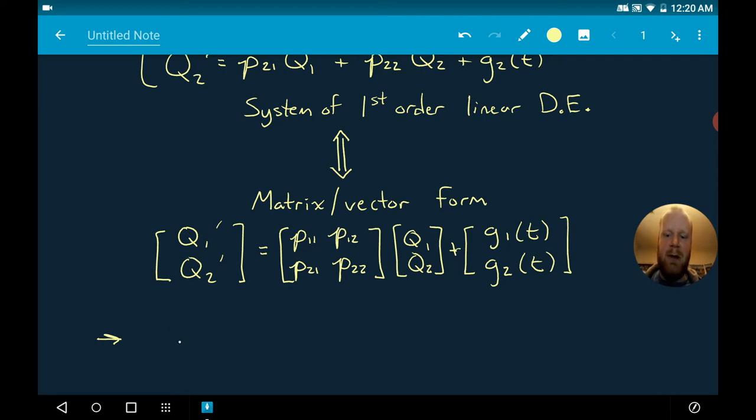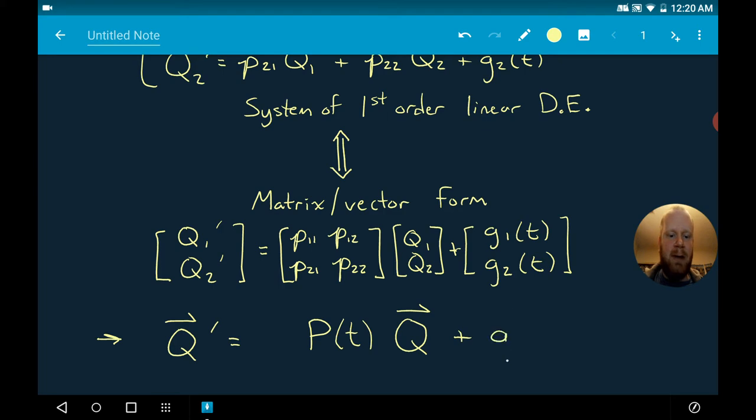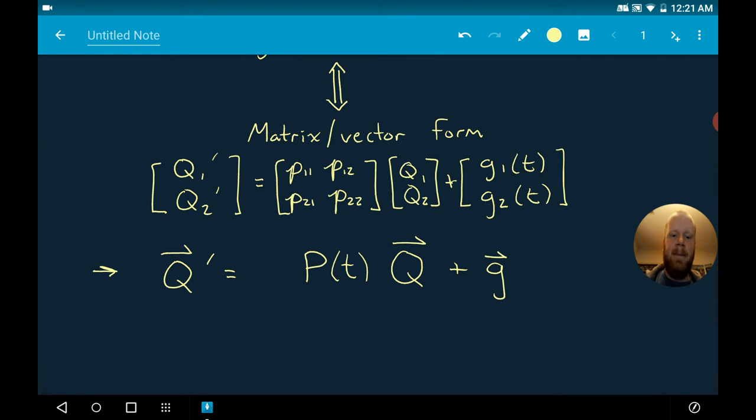So this vector here, we could consider just a Q prime vector. This matrix here, we could just call capital P of T. So I'll put everything underneath where it occurs in the problem. So this is the matrix P of T. We can call this the Q vector. And then we'll call this one the G vector. I'll add a T there.